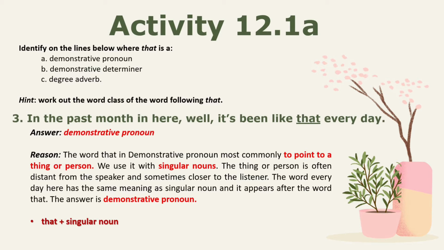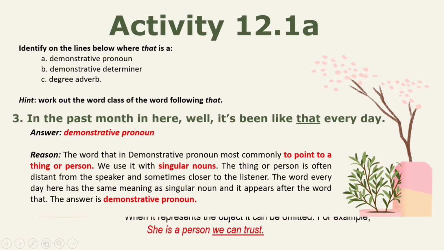The reason is, the word that in a demonstrative pronoun most commonly points to a thing or person. We use it with singular nouns. The thing or person is often distant from the speaker and sometimes closer to the listener. The word everyday here has the same meaning as a singular noun. The thing is distant from the speaker and it appears after the word that. Of course, the answer must be demonstrative pronoun.